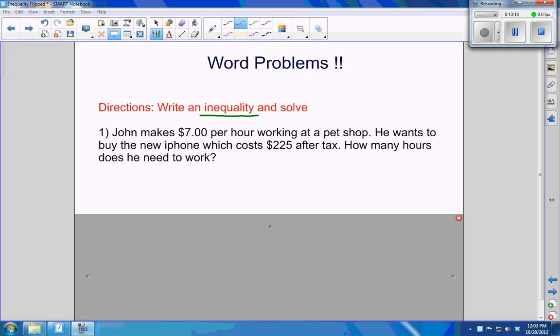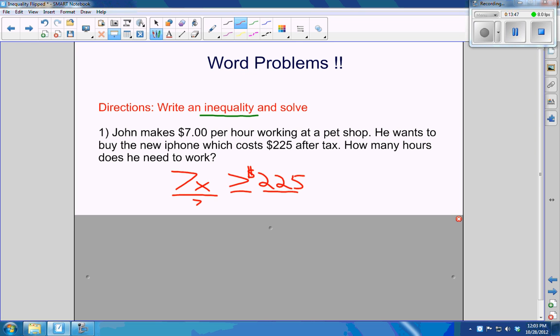All right, the inequality shouldn't be too hard to write for you. So if it's $7 per hour and we need to figure out how many hours that he works, my variable would go next to the 7. And then I need to make more than $225. And it could also be equal to, because $225 would give him enough to buy the iPhone. So to get rid of this, it's just basic one-step algebra. Divide by 7, divide by 7.